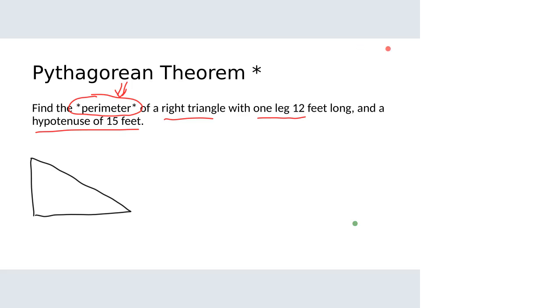We have this right triangle over here, and we know that one leg is 12, the hypotenuse is 15, and since we were asked for the perimeter, we're going to need to know all three sides. So I need to find that third side, and we'll set up our Pythagorean theorem here. x squared plus 12 squared is 15 squared. So x squared plus 144 is equal to 225.